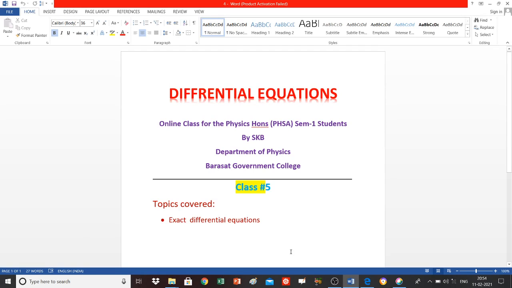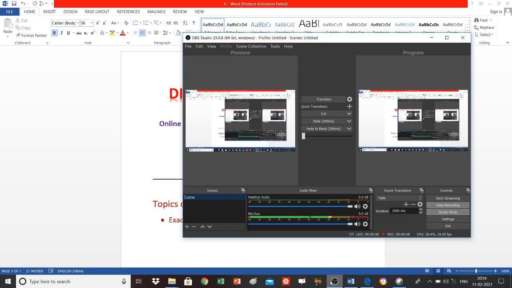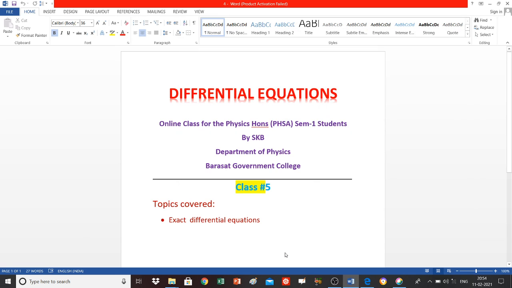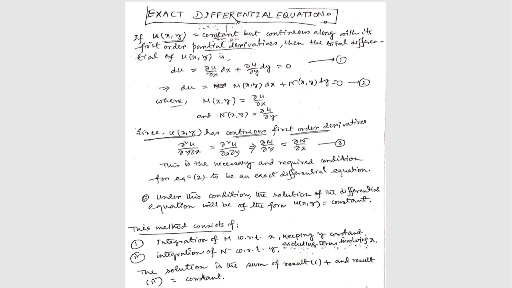Dear student, this is class number 5 on the chapter Differential Equations. In this chapter, we will learn how to solve exact differential equations. To do this, let us start our session. First of all, we need to know what an exact differential equation is.